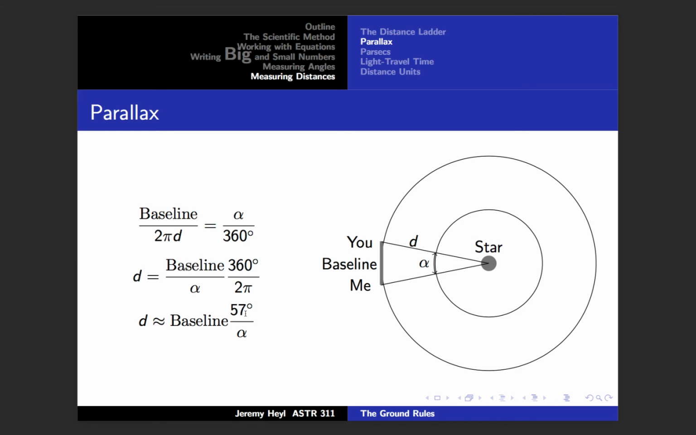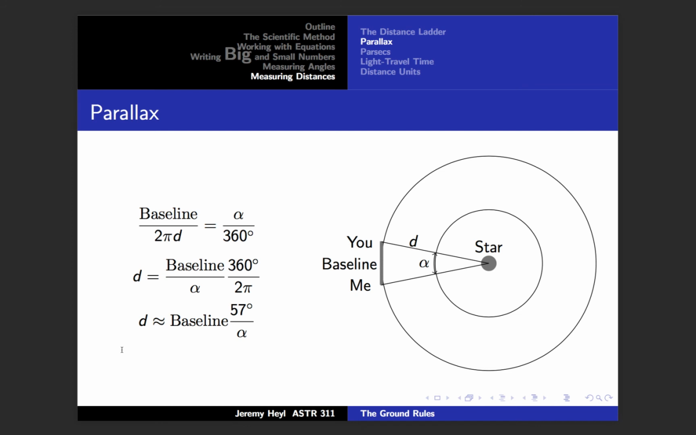And again, the fraction that the baseline has of the full circle is equal to the fraction of the angle out of 360 degrees. So it's the exact same equation as before, except we have different numbers, and what we know and what we don't know are different. Here we want to find out the distance, so we solve for the distance, and we find that the distance is the baseline, again, times that 57 or 60 degrees, divided by that angle. Now that angle we call the parallax.